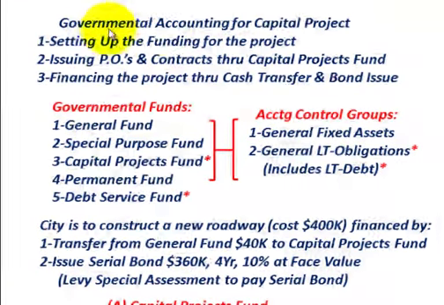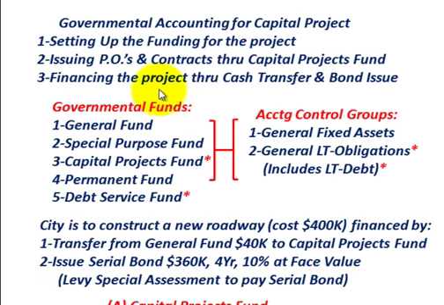What we're going to be going through here is governmental accounting for a capital project. We're going to be setting up the funding for this project. We're going to be issuing purchase orders and contracts through the Capital Projects Fund, and we're going to be financing this project through a cash transfer and the bond issue.